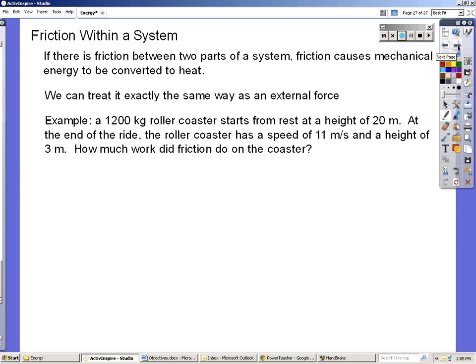A related topic is friction within a system. So you've got whatever your system is, and you've got two parts of your system that have friction between them. Well, we know that friction is not a conservative force. And so that means that if there's friction in your system, you usually can't use conservation of energy. But the question is, what does friction do? It's a force, so it's going to change the energy of the system, generally decreasing it. The question is, where does that energy go?